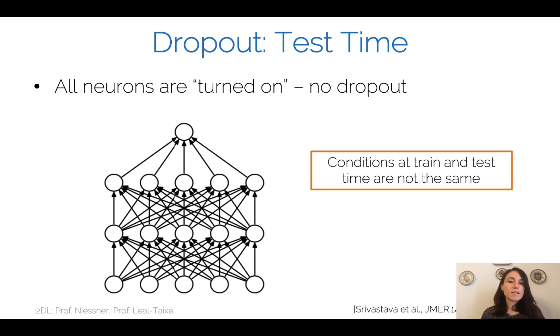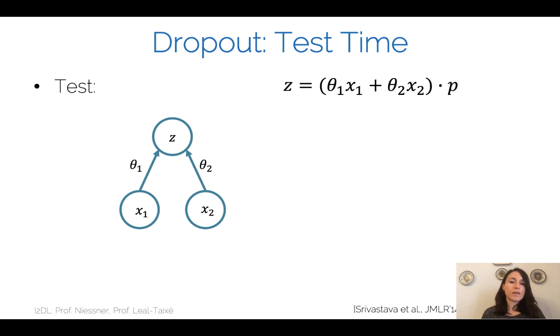So you can see already that the conditions at training and test time are not exactly the same, and we're going to have to adapt the neural network to match the conditions at test time. Let's look at this particular example. We have here two variables, x1, x2, multiplied by their weights, θ1, θ2, and this creates the output variable z. When we have dropout, this output variable z is multiplied by a probability p, which is the dropout probability, which typically we set to 0.5.